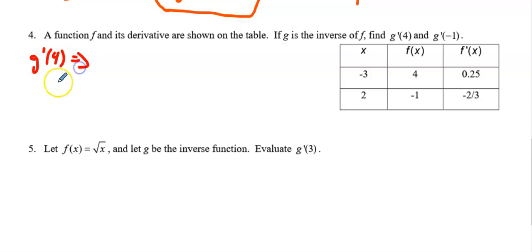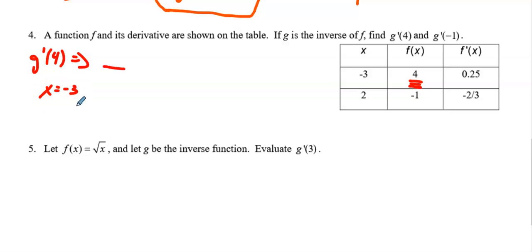All right, so what I want to do first is find out where y is 4. Y is 4 right here. F of x is 4. And I want to find my corresponding x value. So my corresponding x value is going to be negative 3. So when y equals 4, x is going to be equal to negative 3.